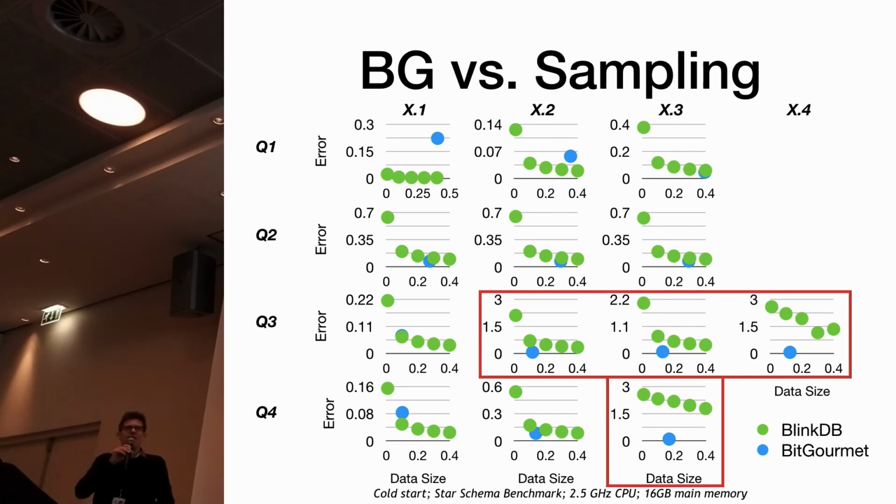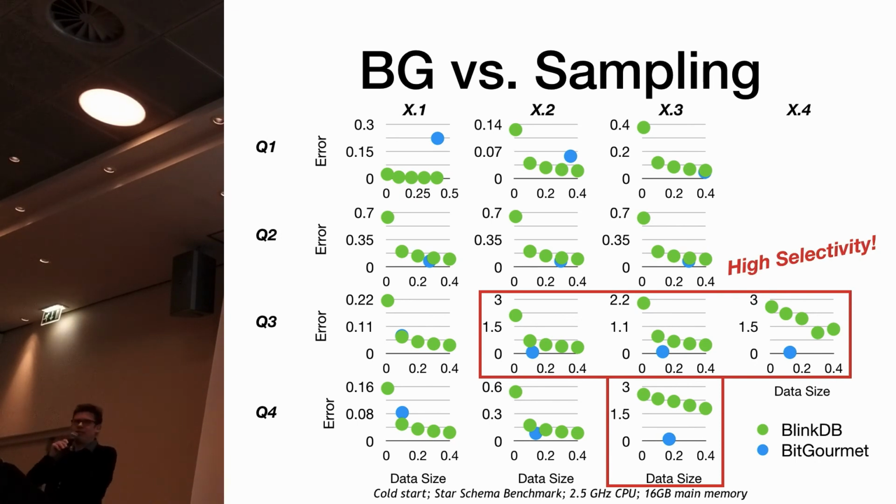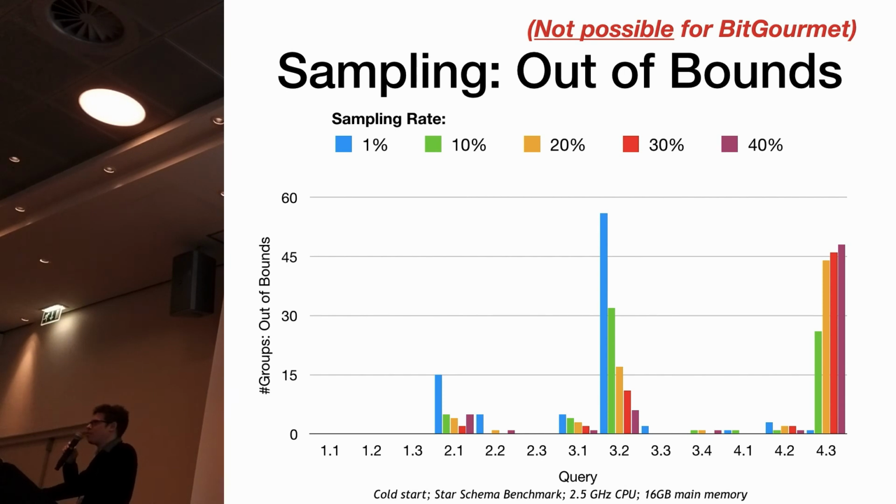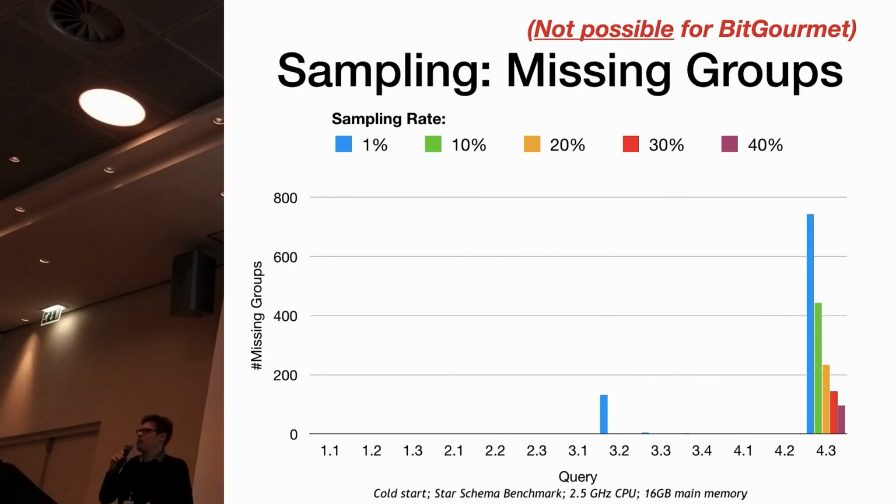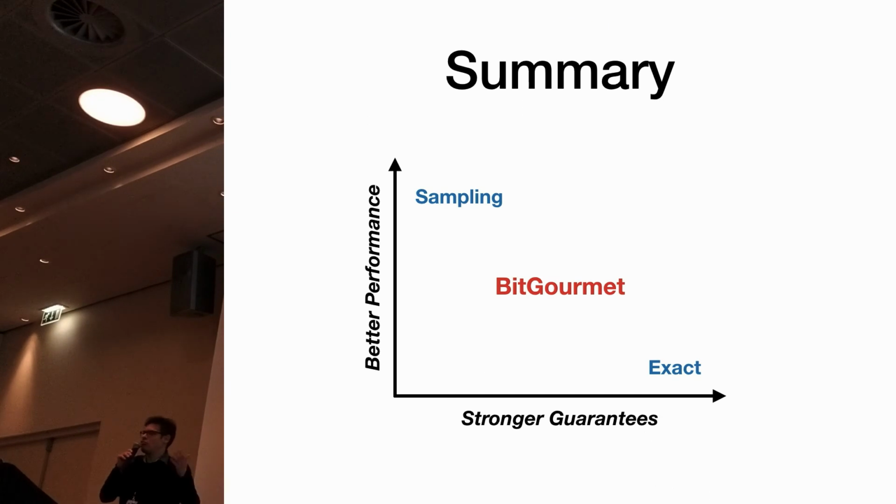There are a few queries where we do particularly well. When analyzing them in more detail, it turns out that they are associated with highly selective predicates where sampling becomes difficult. And beyond this, there's a couple of error cases that can happen when using sampling, but not when using BitGourmet. First of all, we observed various cases where the actual value falls outside of the confidence bounds for the sampling baseline. Also, there are cases where groups that should appear in the query result are missed entirely by sampling, and both of those cases cannot happen with BitGourmet. So we believe that we realize an interesting trade-off between the guarantees on the result and the performance that we achieve.